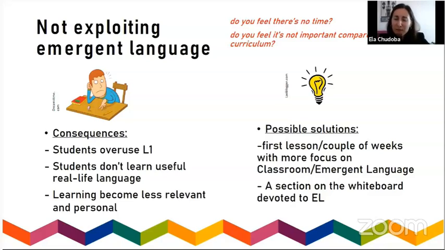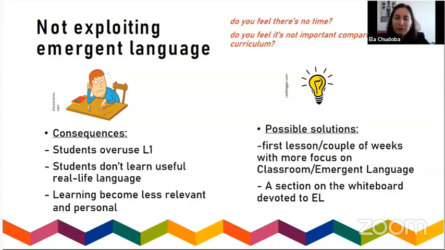This also means that we might be actually, in a way, disregarding our students. We are not giving them any space. Our teaching might then become less relevant, less personal, and thus less important to our students.